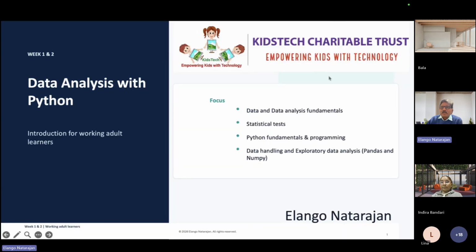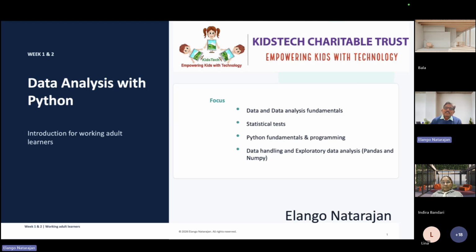Good evening, everyone. We are here to share our knowledge and experience with data analysis with Python. This meeting is organized only for working adults who really want to jump into data analysis. You may have some experience in other areas and want to move to data analysis, for which this course will be beneficial, and this course will give you the fundamentals of how you should start your career in data analysis.